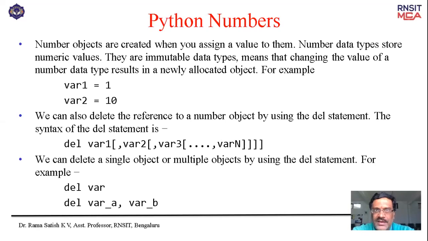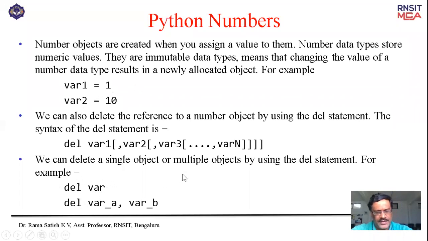Now, Python numbers. We all know Python numbers: integer is a number, floating point is a number, scientific number is a number. These are all numbers. But one very important aspect of Python's entire operational environment is you can create variables anytime, and you can delete variables anytime. Here I have created a variable var1. You can see var1 is equal to 1, and I can delete var1.